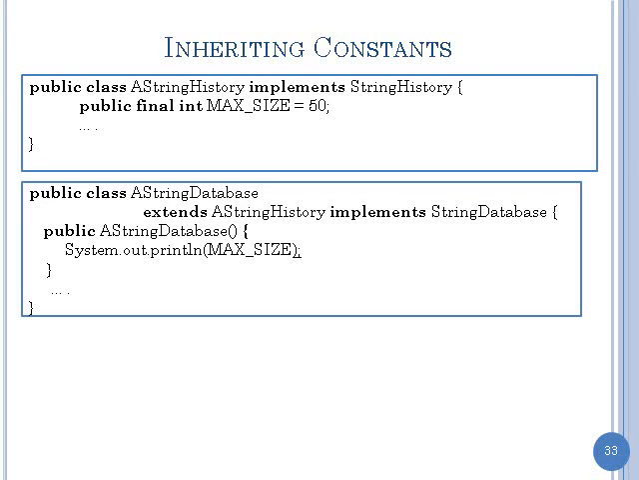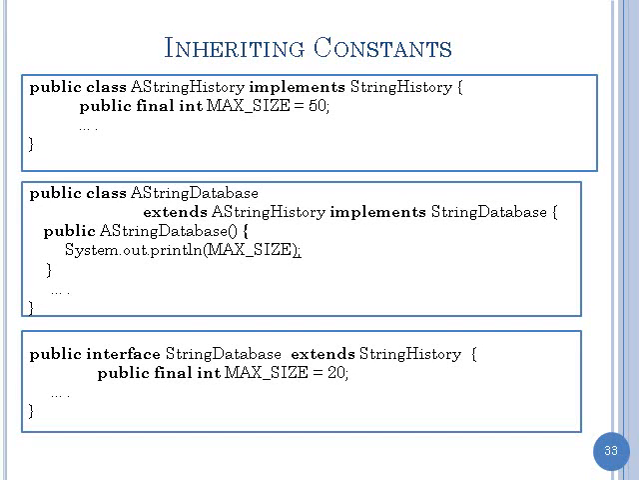If my superclass also defined max size, I would get the most specialized max size, right? That's not an issue. Where else can I define max size? The super type of a string database is a string history. A string database is also a string database interface. I could do this. I could have string database extend string history, and define the constant in string database. And now this value is different from this value. It's not as if I'm just inheriting a name. I'm inheriting an actual value. And the question is, does this print line refer to this max size in its superclass or this max size in its interface?